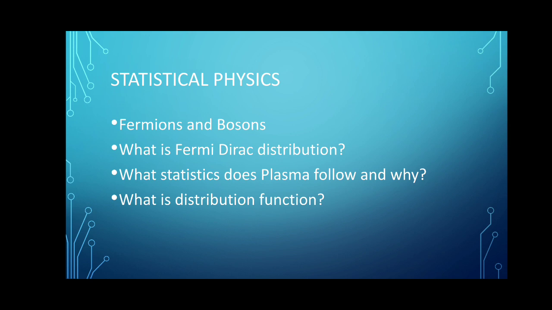Then they asked me what statistics plasma follows and why. They also said that we know plasma contains electrons and ions. So what statistics do they obey? I told them that they obey Maxwell-Boltzmann distribution, Maxwell-Boltzmann statistics. But then they said that plasma contains electrons, so why does it not obey Fermi-Dirac distribution?